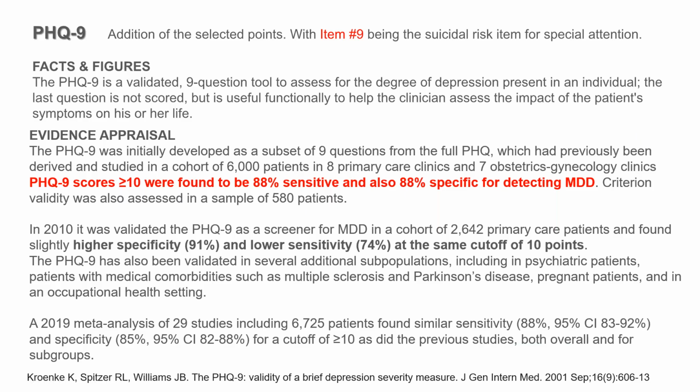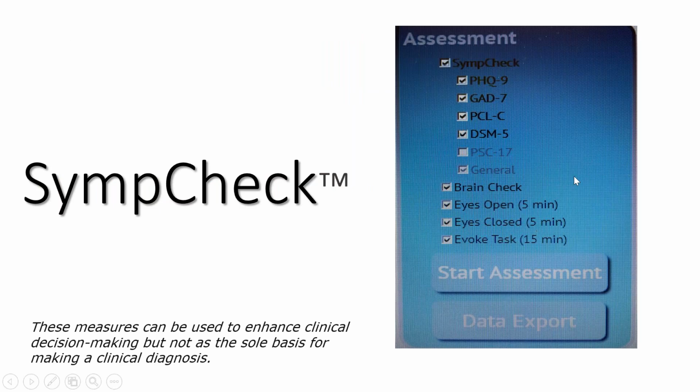So the PHQ-9 is the first one, and I'm going to go through these in order. Again, the order is the PHQ-9, GAD-7, the PCL-C, that's the civilian version for PTSD, and the DSM-5 categorization, which is just level 1. It helps you start to look at what categories of pathology they're having difficulty with, if any.